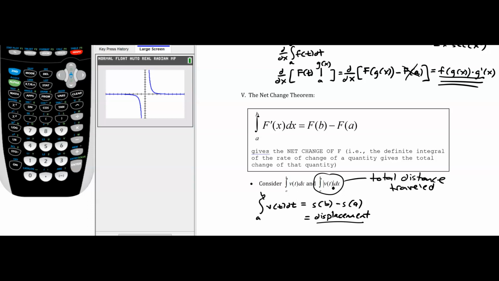Okay, hopefully I didn't confuse you too much there, but this net change theorem is something that is also going to be important as we apply calculus moving forward.